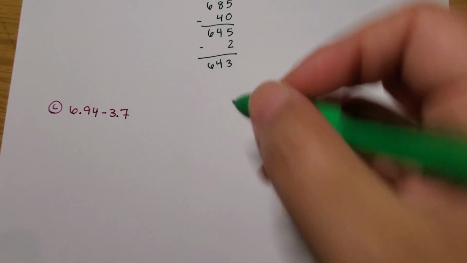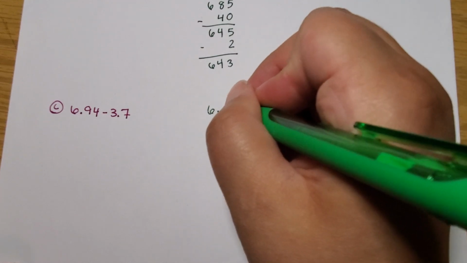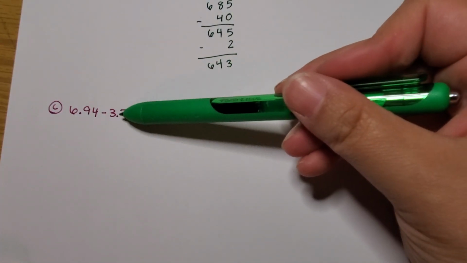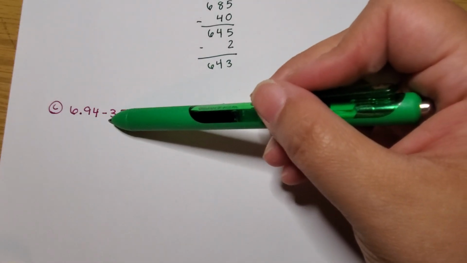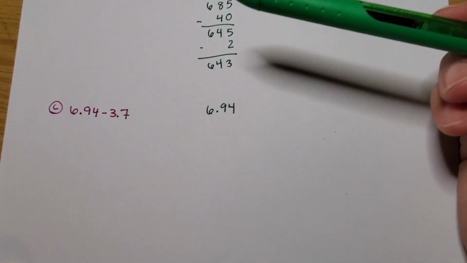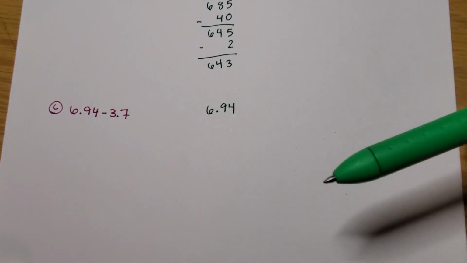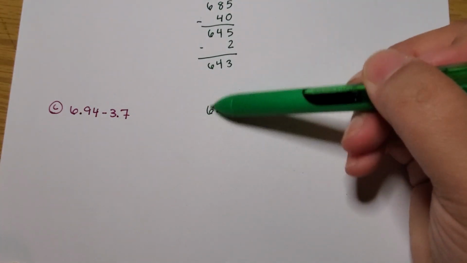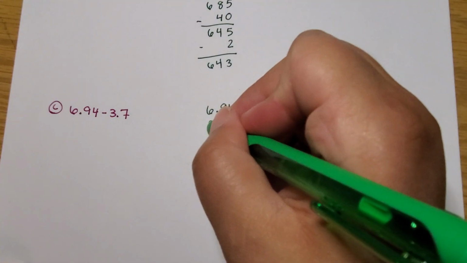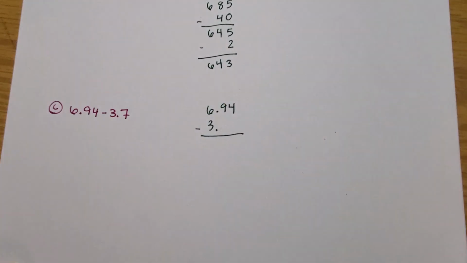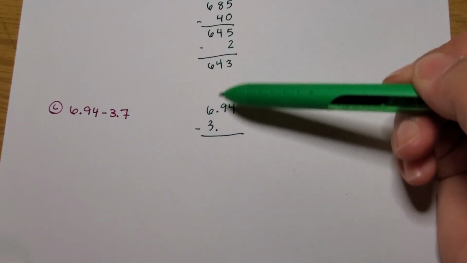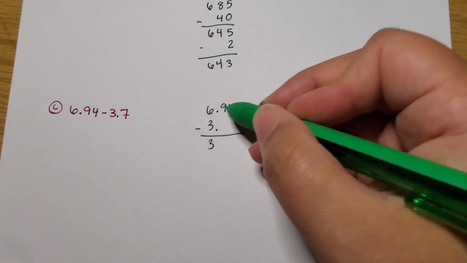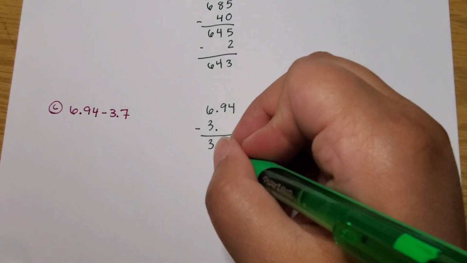Start out the same way, 6.94. And since we're subtracting 3.7, we're going to have to subtract the ones place. So when I do this, I want to make sure I'm lining things up properly. So I'm going to put the 3 point right underneath the 6 point. Six minus 3 is 3. Then we bring down the .94.